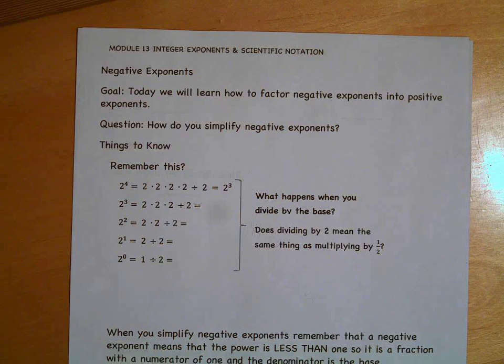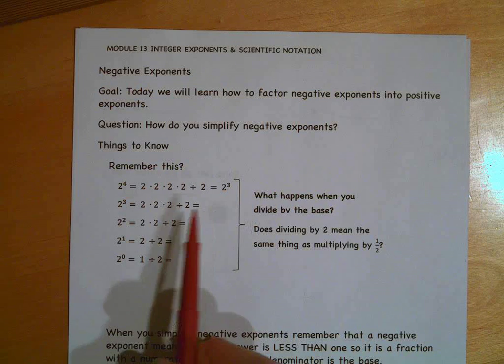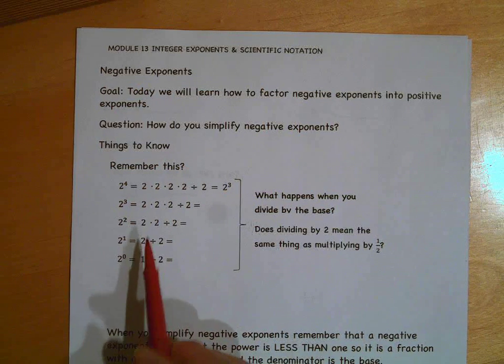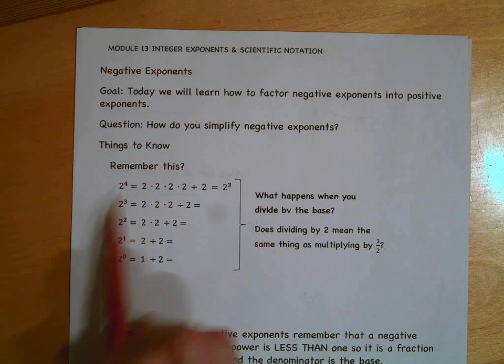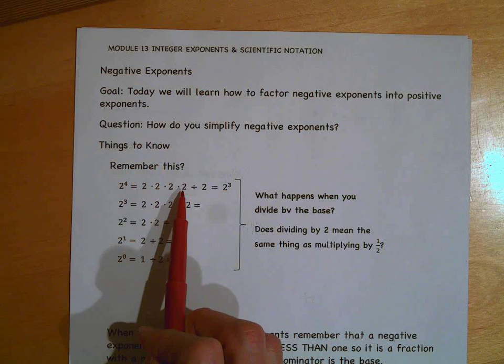All right, so we're going to go back to our things to know category, and the first thing that I want you to look at is remembering the pattern that I showed you in the previous lesson about having a power, writing it out in expanded form, but we're going to add something to it that we didn't really talk about. Well, we talked about it, but you didn't see it. So for example, we have 2 raised to the 4th power, and 2 raised to the 4th power equals 2 times 2 times 2 times 2.